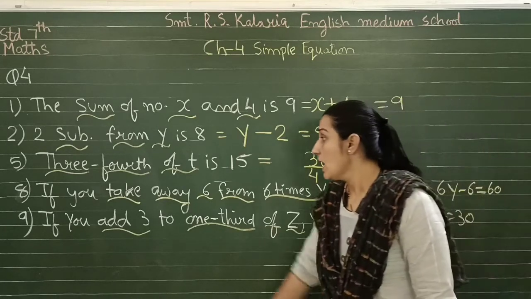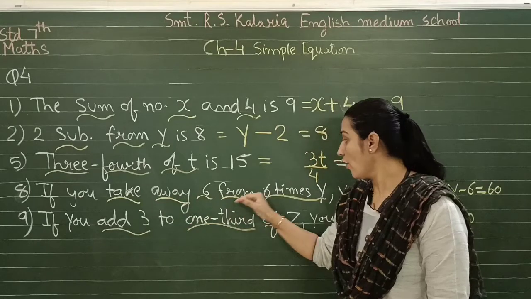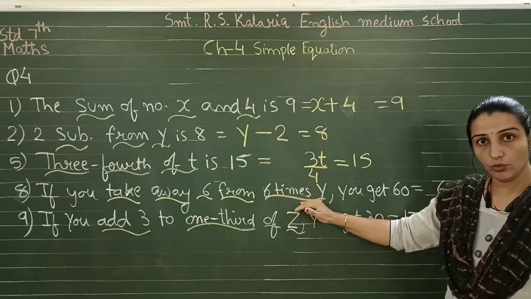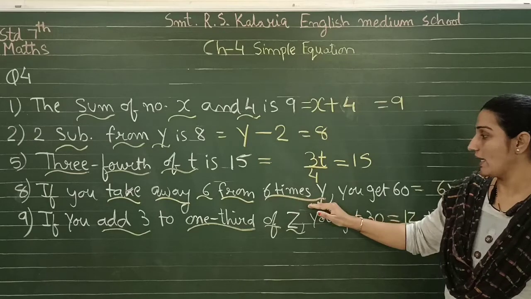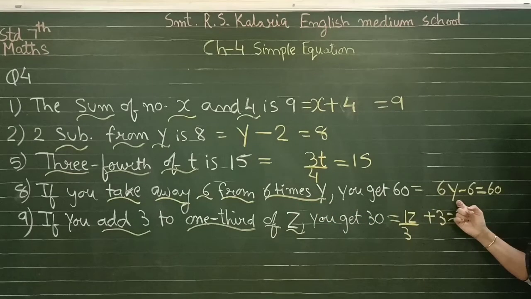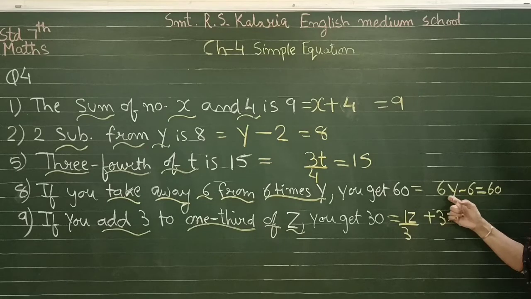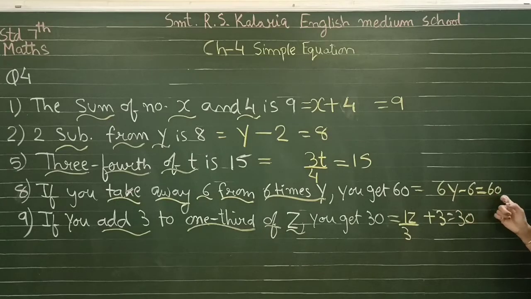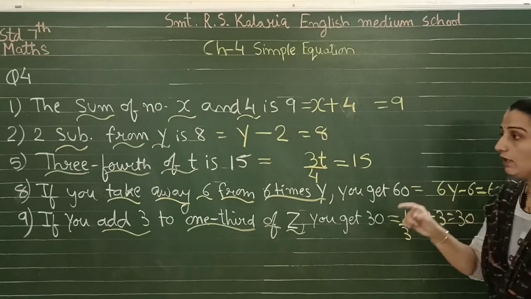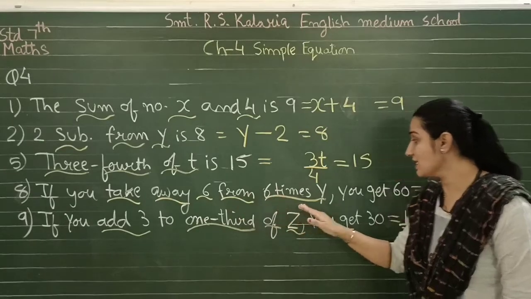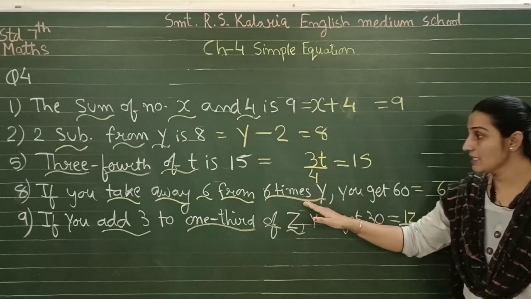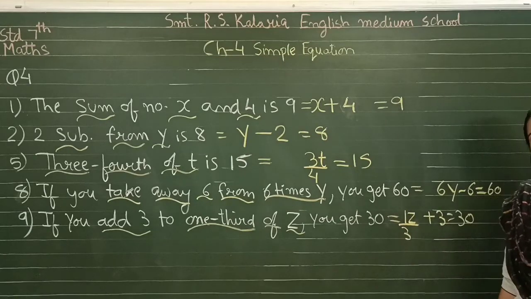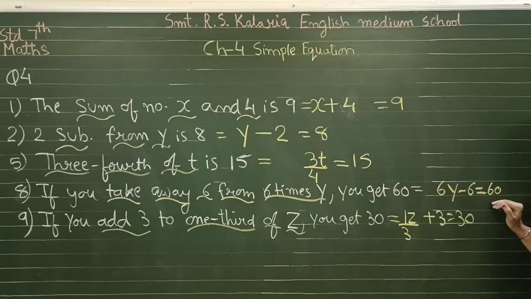Then we have, if you take away 6 from 6 times y, this is again a new term. When I say 6 times y means 6 multiplied by y. 6 times y means 6y. Take away 6 means subtract 6. So 6y minus 6 is equal to 16. Again, if you take away 6 from 6 times y, when we take out 6, we get the answer 16.